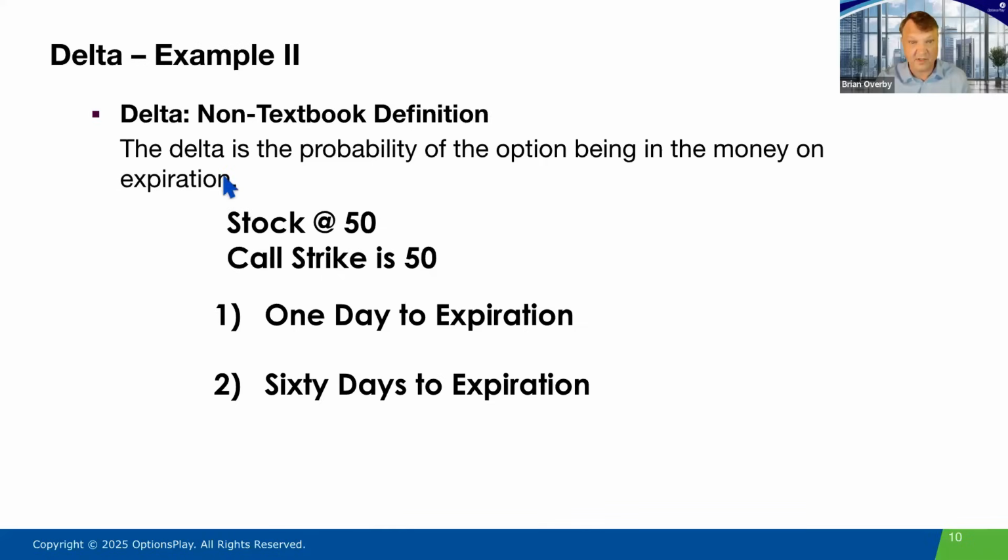Remember this definition: delta is the probability of the option being in the money on expiration. That's the Greek symbol for delta. We say the stock is 50, the strike is 50, our delta is 50 with 1 day remaining. All right, 60 days to expiration. We just did this, right? 60 days, stock is 50, strike is 50, delta is fairly close to 50. It might be a little bit bigger, but it's fairly close to 50.